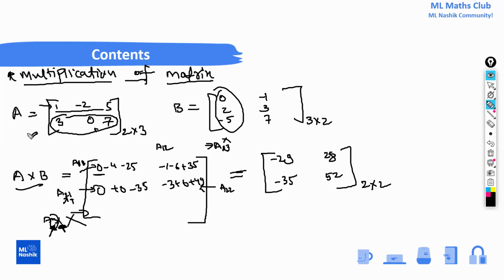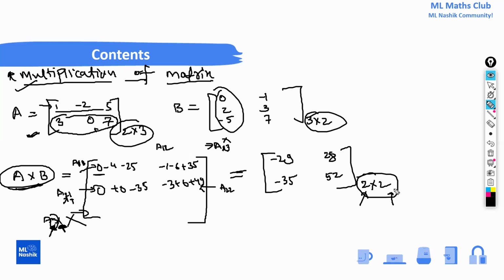Here you can see that the order of matrix A was 2 by 3. The order of matrix B was 3 by 2. But the order of matrix A into B is 2 by 2. In addition, you have seen that the first rule of addition is that all the matrices should be of the same order, and hence the resultant matrix also had the same order. But while multiplying two or more matrices, it is not necessary that the order of those matrices should be the same. So here you got your resultant matrix, and its order is 2 by 2.